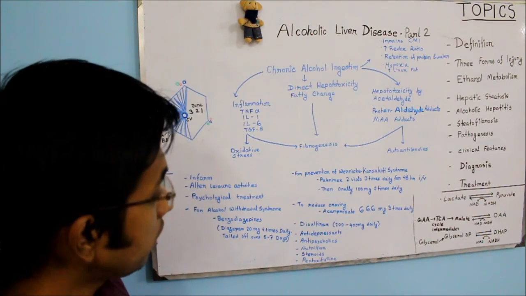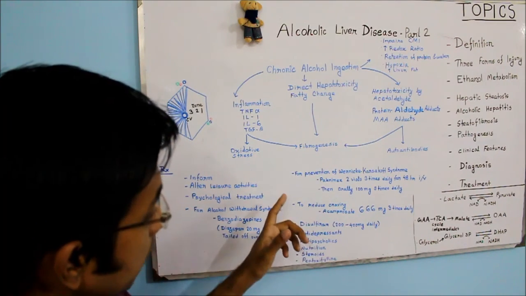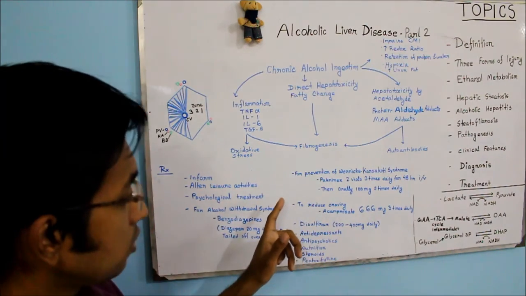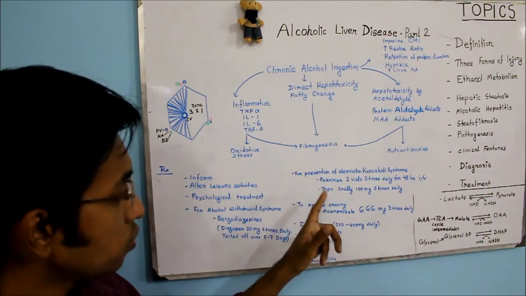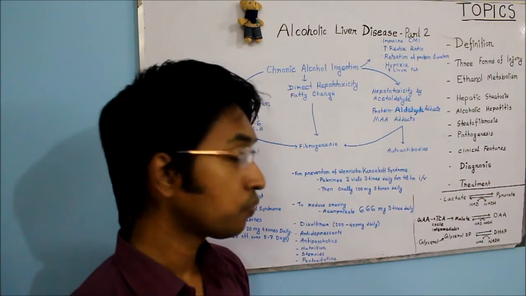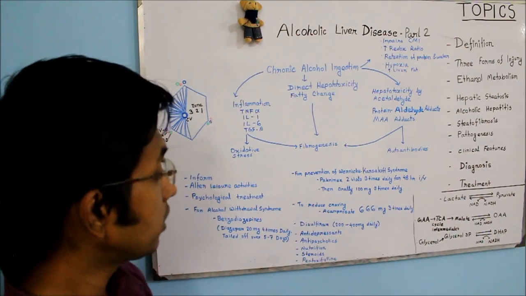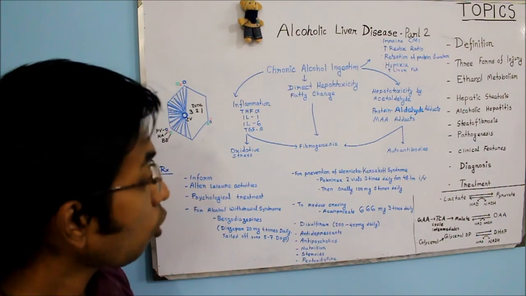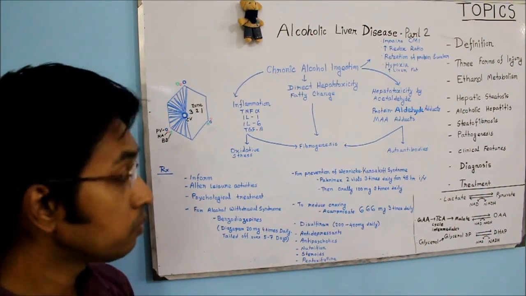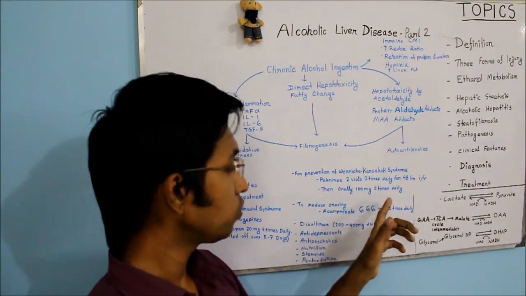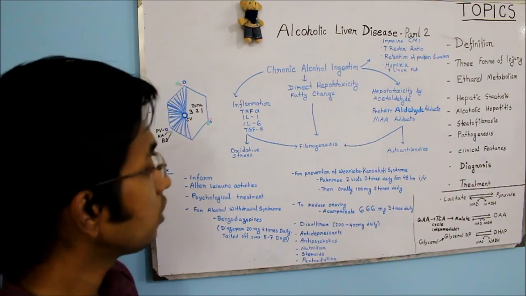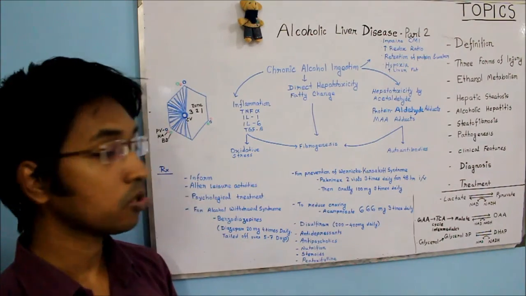You can see that we have mentioned the name, and the dose is 2 vials 3 times daily for 48 hours, and that is followed by the oral drug, and the dose will be 100 milligrams 3 times daily. This will prevent the Wernicke-Korsakoff syndrome.